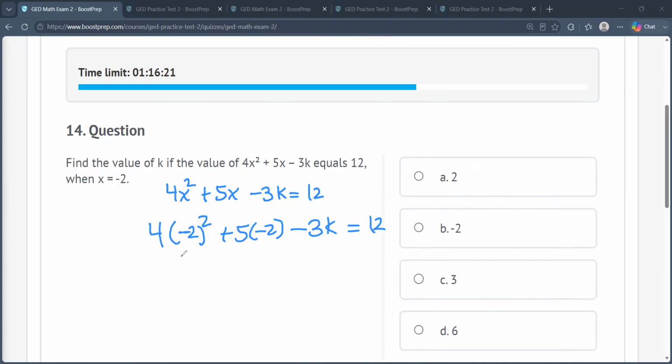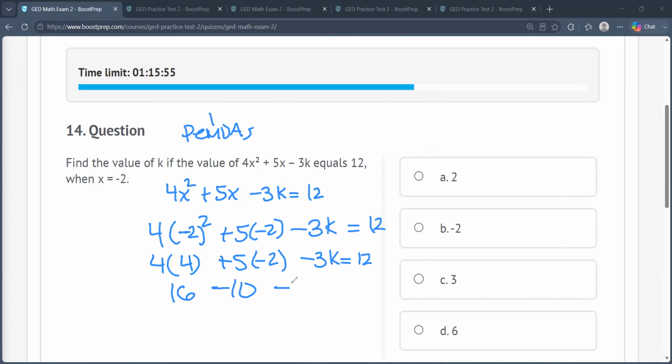So negative 2 squared is 4, times 4, and then you could put this in the calculator, or you could also do PEMDAS order of operations. So that's why I did the exponent first. And then what I would do is the multiplication. We have 2 multiplications. 4 times 4 is 16. And then 5 times negative 2 is negative 10. Minus 3k equals 12.